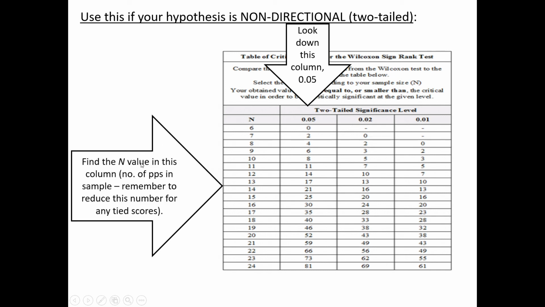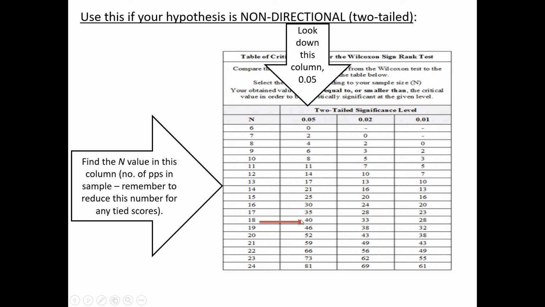Then we match that to the n value. So remember, the n value is the number of participants in your sample, adjusting for any that you need to remove. So in this example, let's say there are 18 participants, so your critical value is 40, right? So you have 18 participants and you've checked that you didn't have to get rid of any participants. No one had the same score, for example. So that's what you would look at.